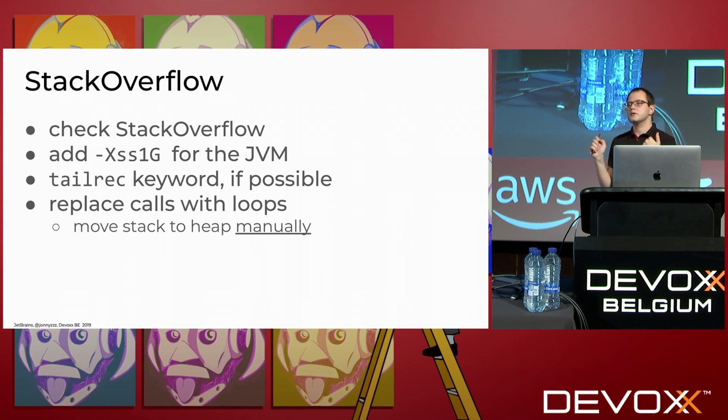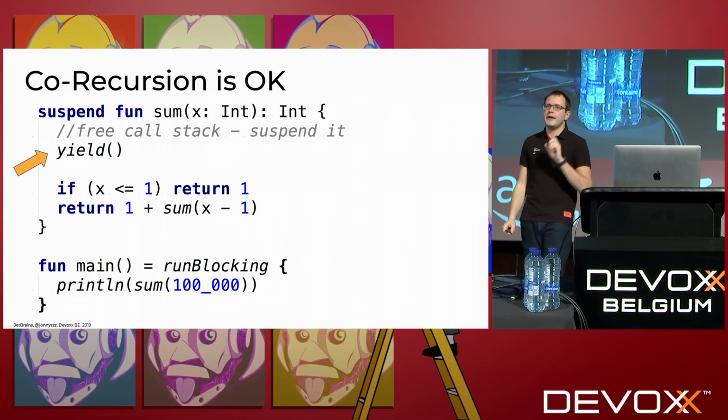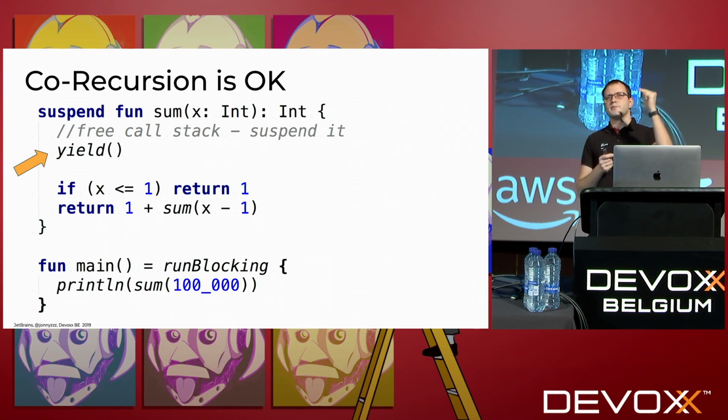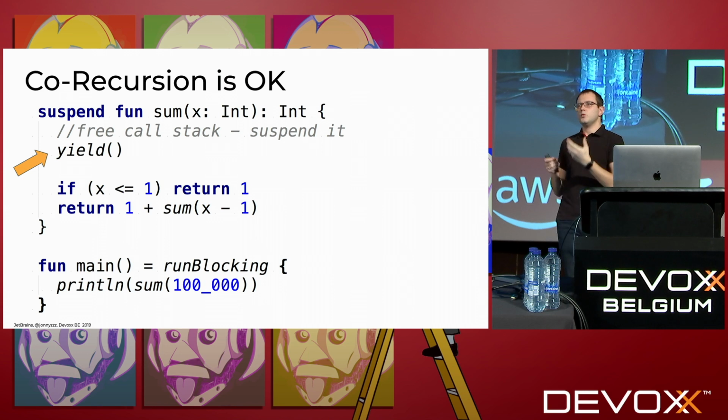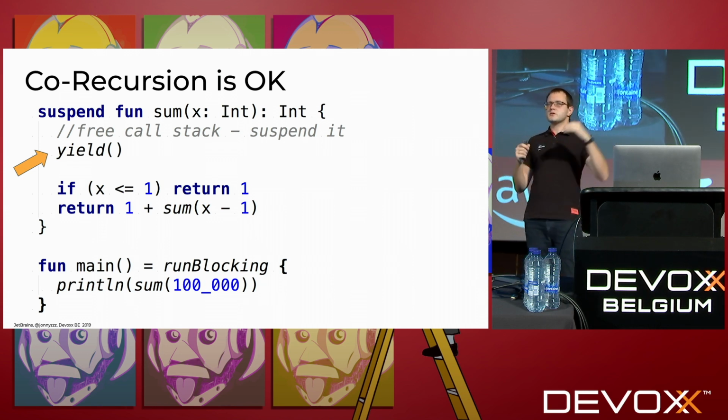manually hacking it. And here's the trick for you. I added only two magic words in this example to avoid the stack overflow. The first one is a suspend keyword at the top, and the yield function at the bottom. What does the yield function do? It suspends the execution, so instead of the call stack, we have a callback and a heap object.